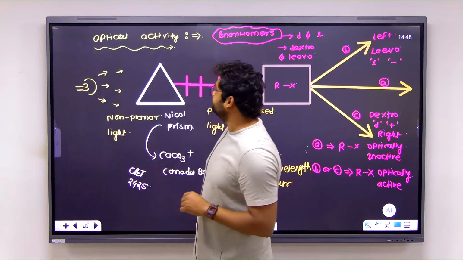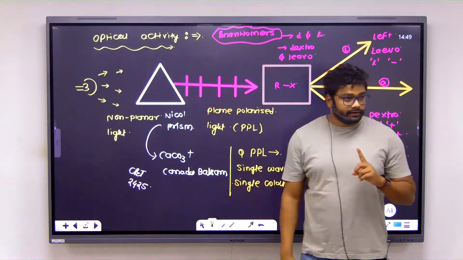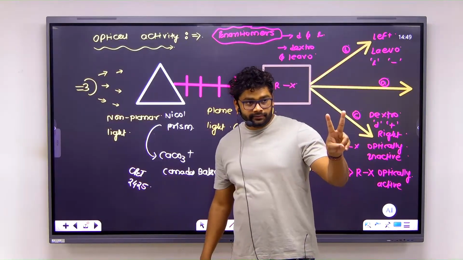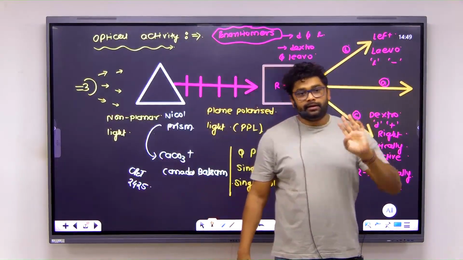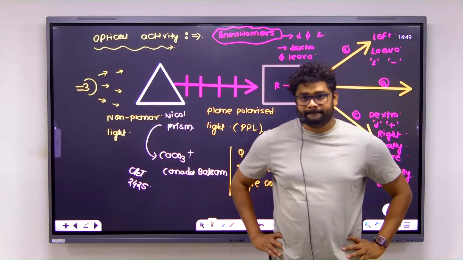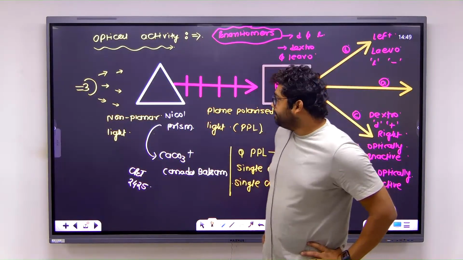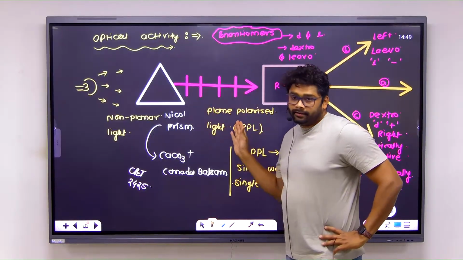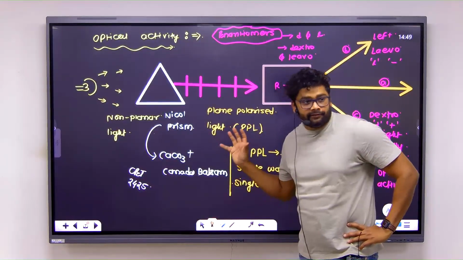What are you discussing? Optical activity or optical isomers. How many isomers do you have? 2, one dextro and one levo. How can you get the plane polarized light? By passing any light through what? A Nicol prism, you will get what? Plane polarized light.